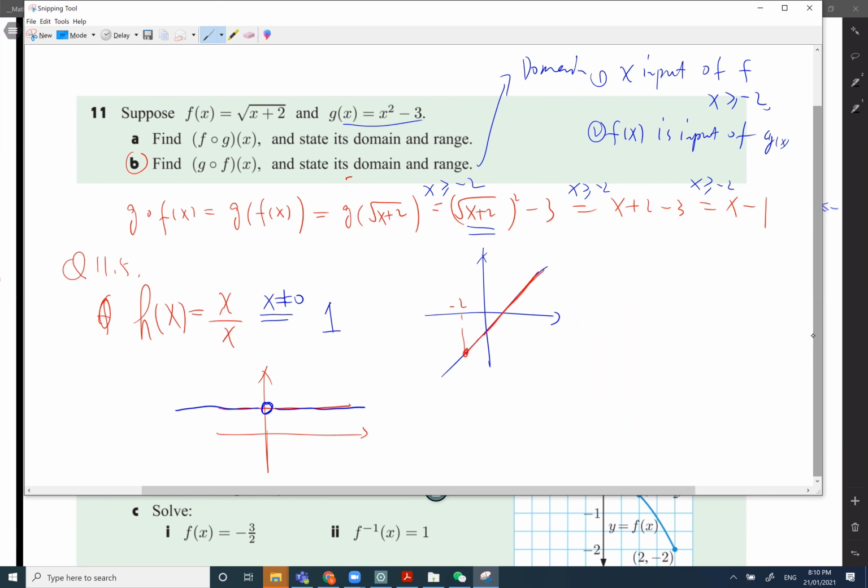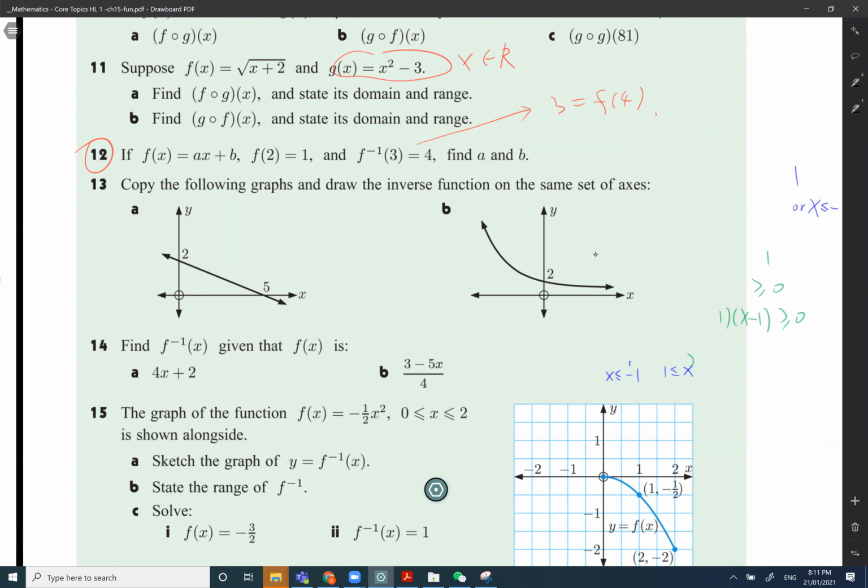Oh yeah, you're right. Michael actually asked a good question. Yeah, that's why. This one, g of f equals f squared minus 3. This f is always bigger than or equal to 0, so the whole thing is bigger than or equal to -3. We got it, bigger than or equal to -3.